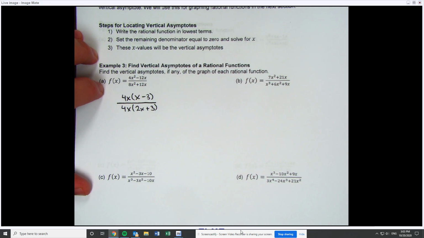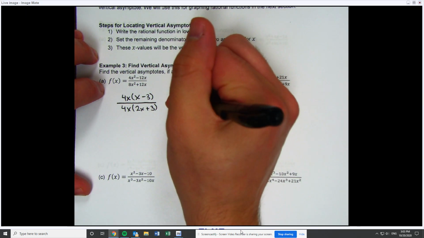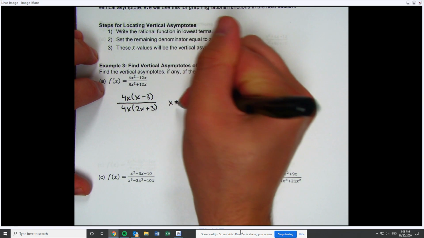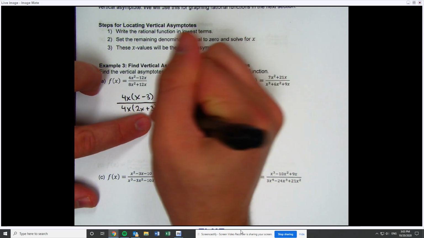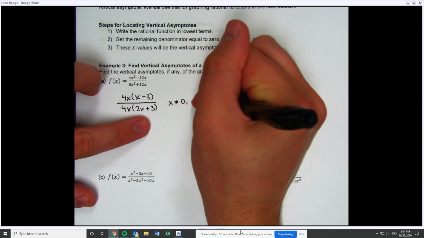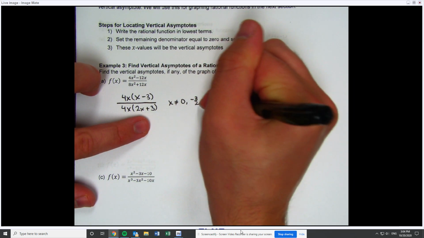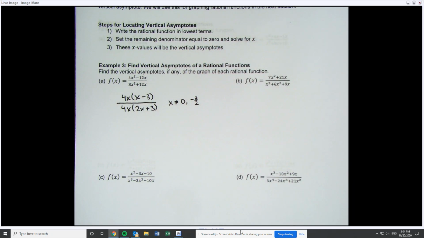Now again, let's talk about what the domain is. Our domain right here, I know x cannot equal 0. And solving this one, negative 3 over 2. Those are the two x values I cannot have. They will cause issue when I graph it, so I know something's going on.